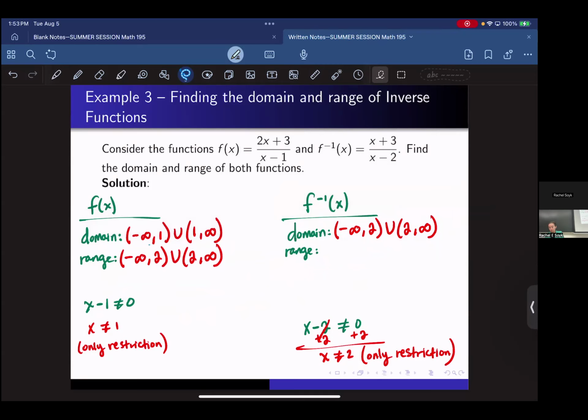And then what's the range of our inverse function? So as long as you're able to find the domains, the inverses, when dealing with inverse functions, the ranges are right there behind and no work is required. It's just flipping.